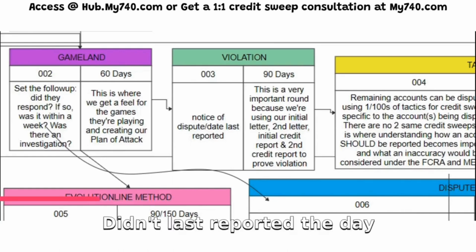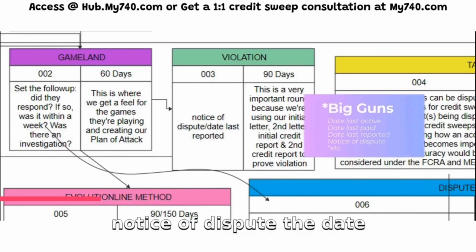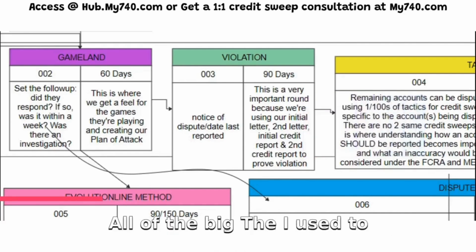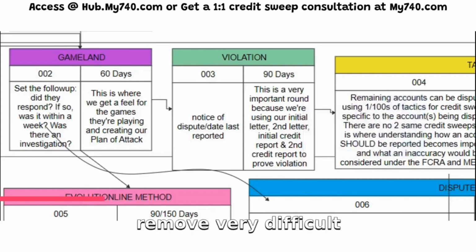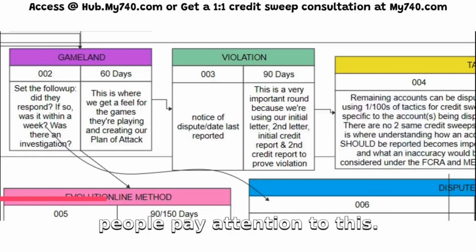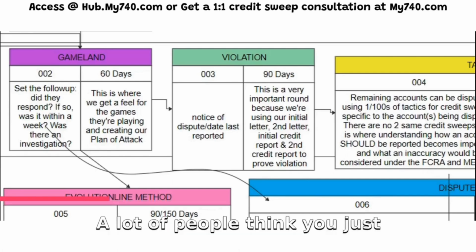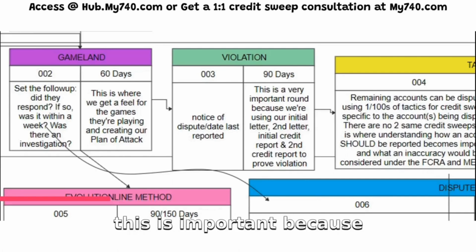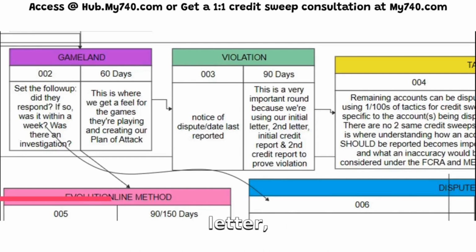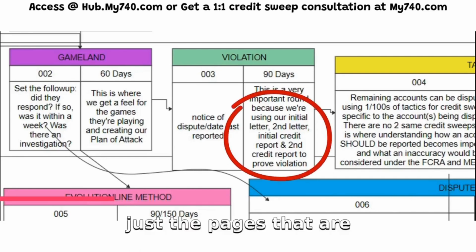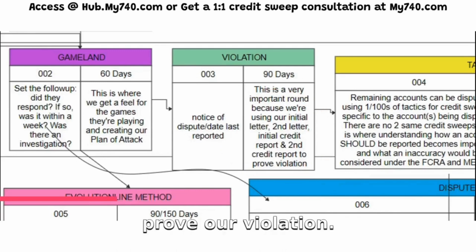All the big guns, right? Date last reported, the notice of dispute, the date last active, the date last paid, so on and so forth. All of the big guns that I use to remove very difficult accounts, all right? So this is an important round because we're using, pay attention to this, okay? We're not just sending our dispute letter. A lot of people think you just send a dispute letter. No, this is important because we're using our initial letter, our second letter, our initial credit report, and our second credit report, just the pages that are relevant to our accounts, to prove our violation.